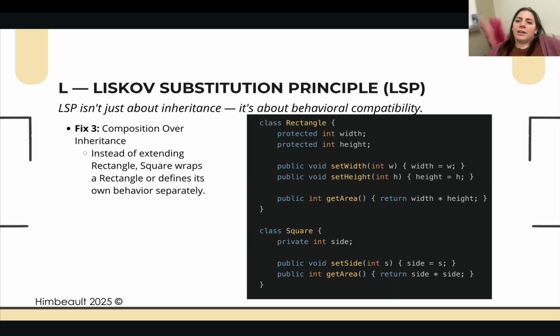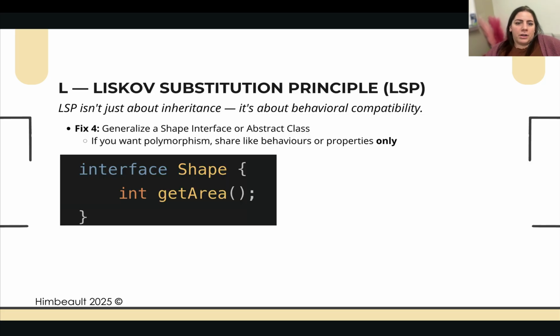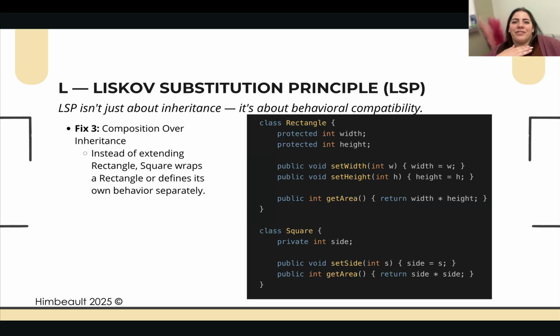So fix 3 is... do I have both here? Yes, good. Just making sure. So the next fix that I have for solving this problem is composition over inheritance. I didn't realize I had this one before. Interfaces, I'll show that in a second.